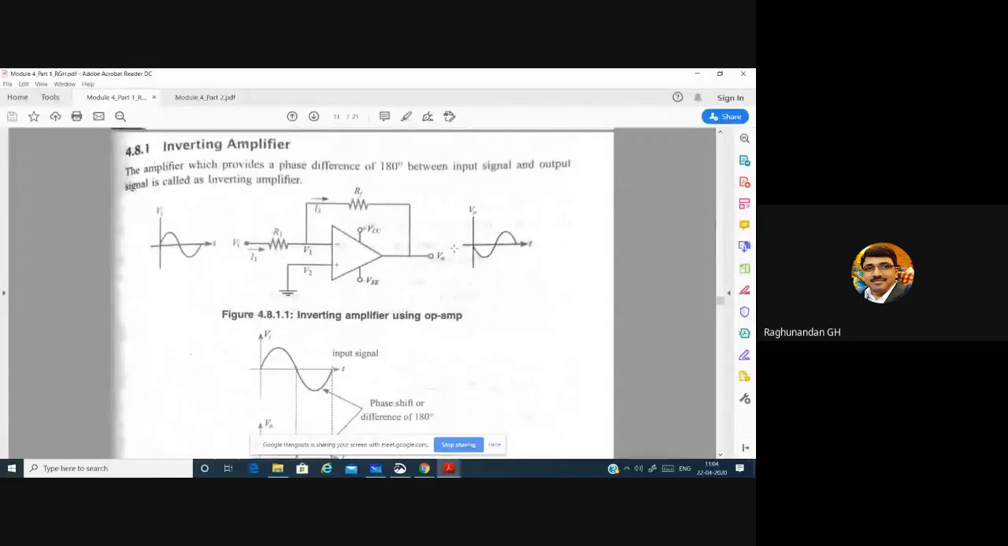Now we have to find an equation for the output V naught. In order to find the output V naught, we have to apply KCL, Kirchhoff's current law, to this junction. We know that according to Kirchhoff's current law, the current entering is equal to the current leaving.